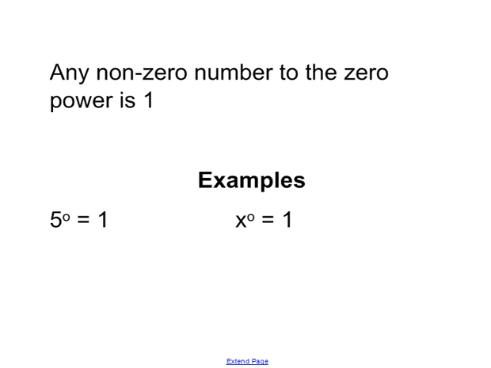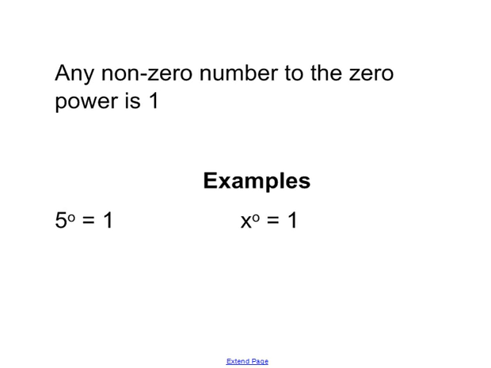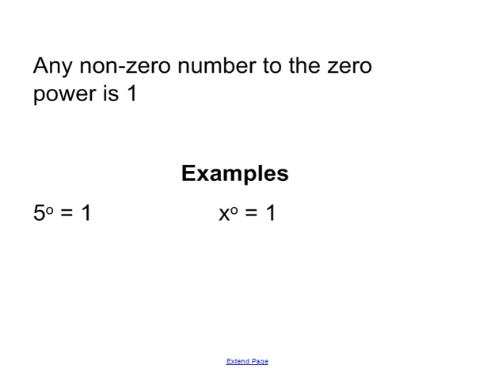An important concept that we need to make sure that we understand: any number raised to the 0 power is equal to 1. Any number raised to the 0 power is equal to 1. That's a definition that we need to have down pat.